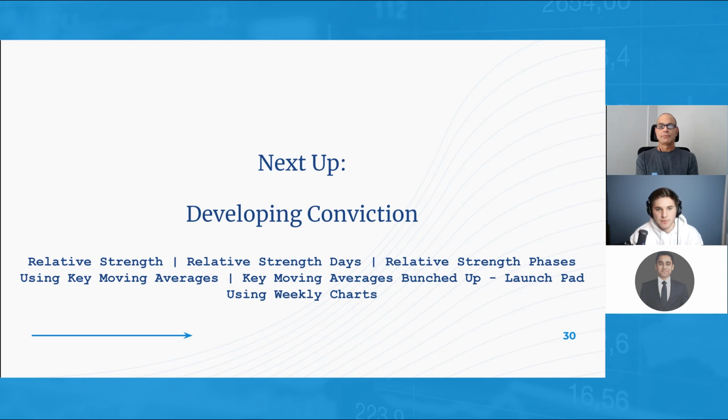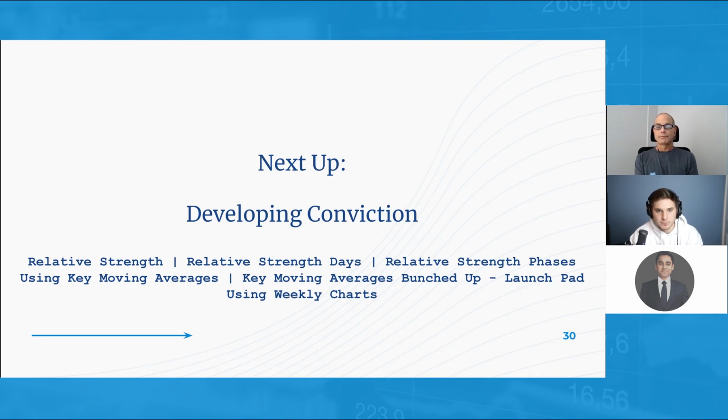And moving on to developing conviction, we'll talk about relative strength in terms of days, phases, how we use key moving averages, what we look for in terms of key moving averages bunching up and forming a launch pad, and also using weekly charts to make sure we're really zooming out a little bit and looking at the big picture. So Ray, I'll hand this off to you, and I think we'll start with relative strength.